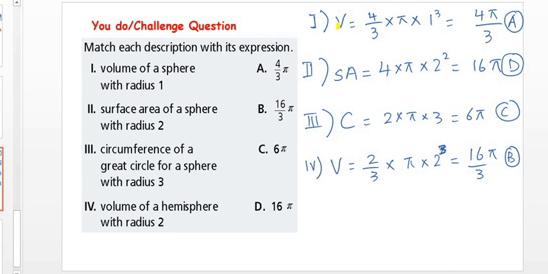In the first part they asked us to find the volume of the sphere, so I used the formula and it matches with A. Then in the second part they were asking us to find the surface area. I put the values into the formula of the surface area and it matched with option D. And in the third part we were supposed to find the circumference. So what is the formula for the circumference? It's 2 pi r. So I put the values into it and it matched option C. Fourth part, the volume of the hemisphere, matched option B.